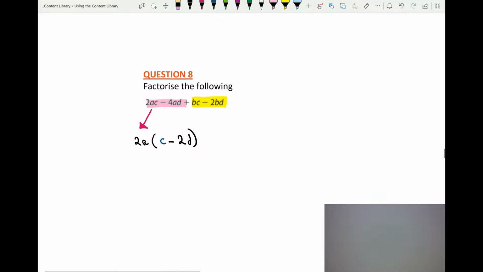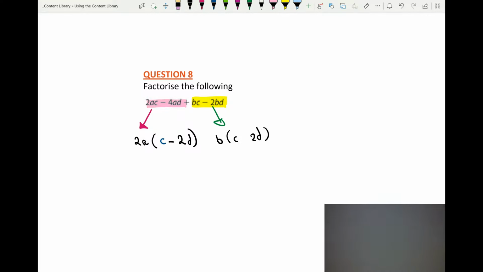Coming to the one now in yellow, I'm doing the same thing. I'm taking something out that's common to both of them. I can see here there's a letter common to both of them, and that letter is B. So I'm taking out the B. My advice to people would be, in the second bracket that you're doing, don't worry about the signs just yet. We'll put them in at the end. So in the bracket, I'm putting in a C, because B times C is BC. And then I'm going to do B times 2D, because B times 2D will get you 2BD.